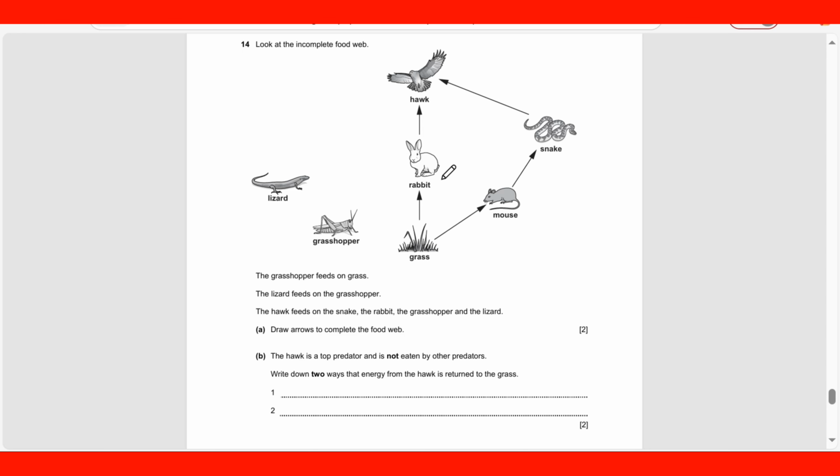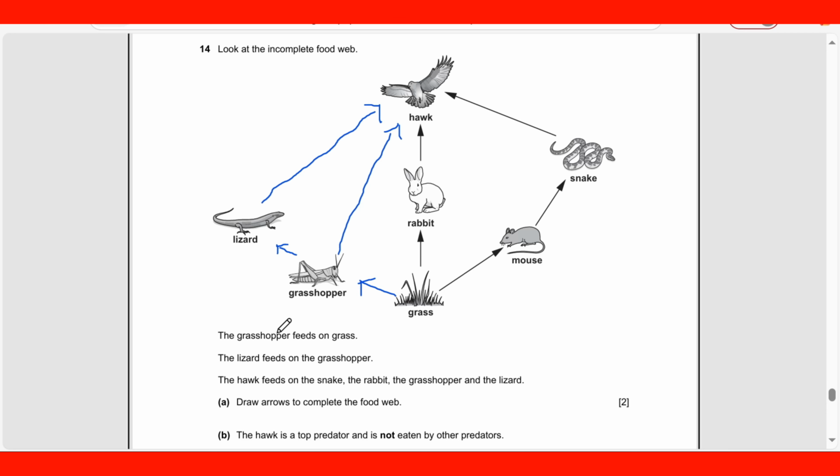Let's check out the answer, guys. So here's the answer. Grasshopper feeds on grass, this arrow. Lizard feeds on grasshopper, this arrow. Hawk feeds on snake, rabbit, grasshopper, and lizard. So A is done. Now 14b.